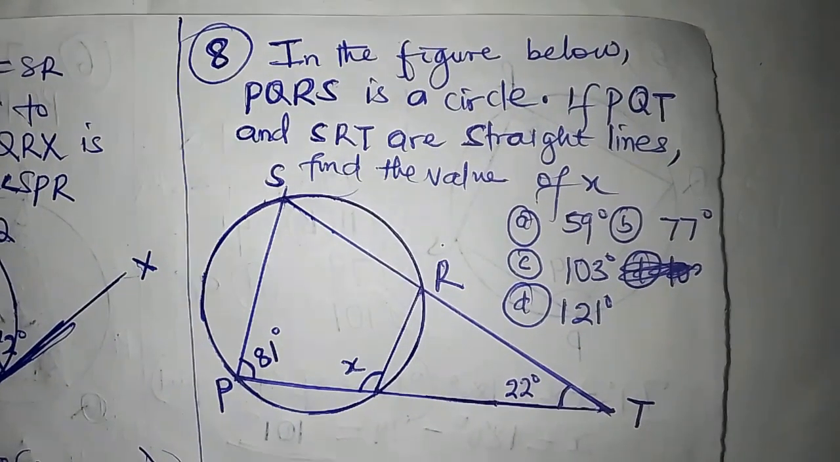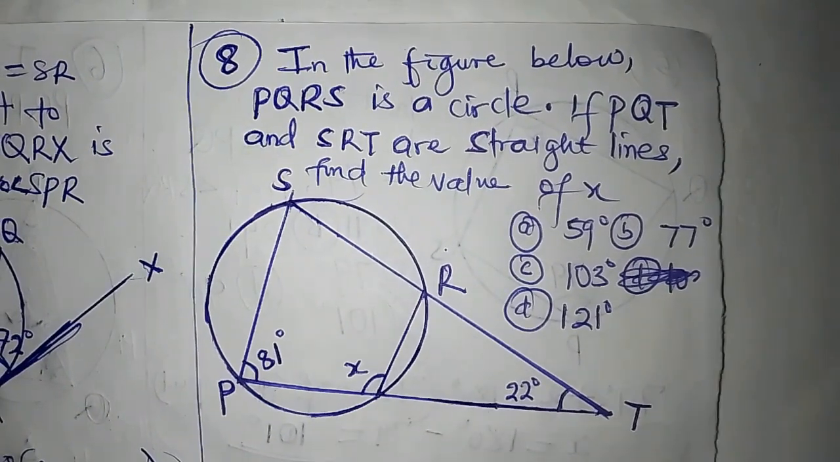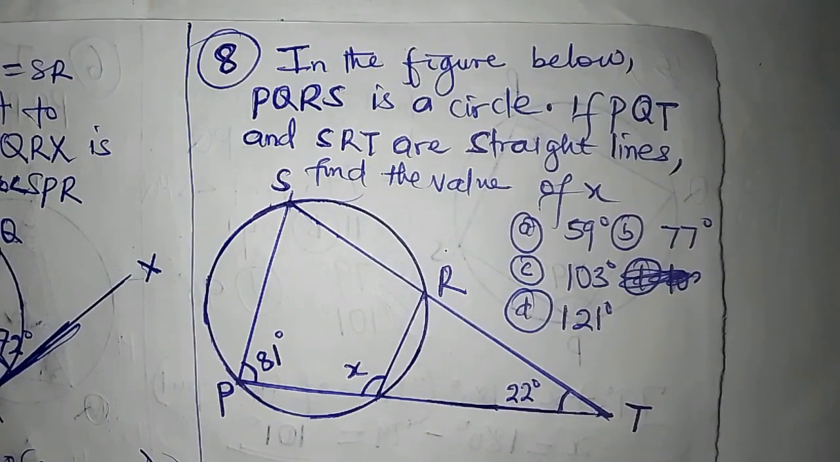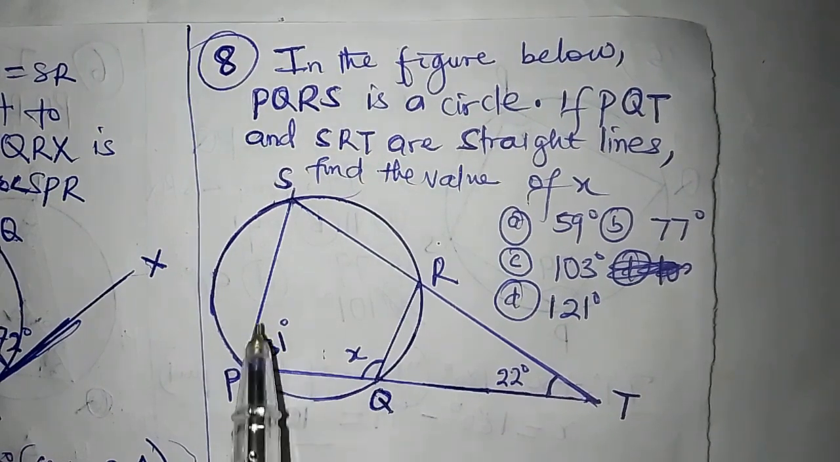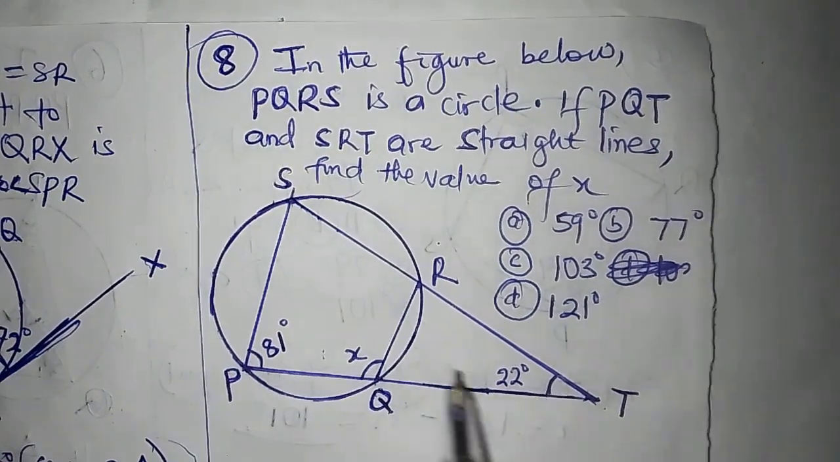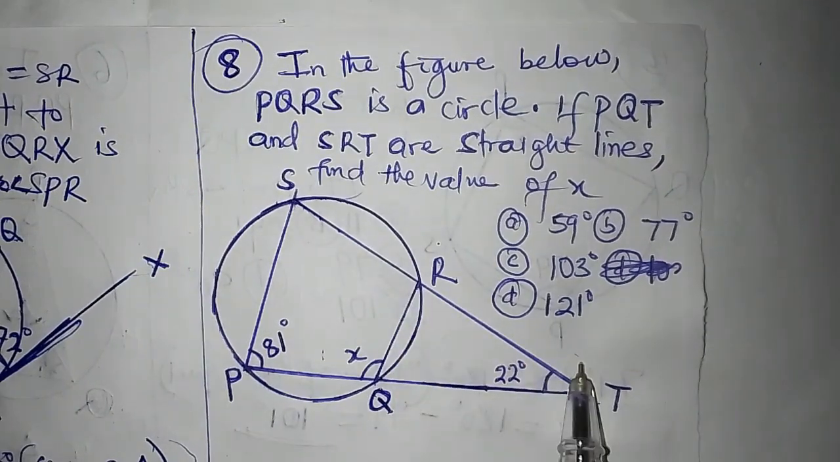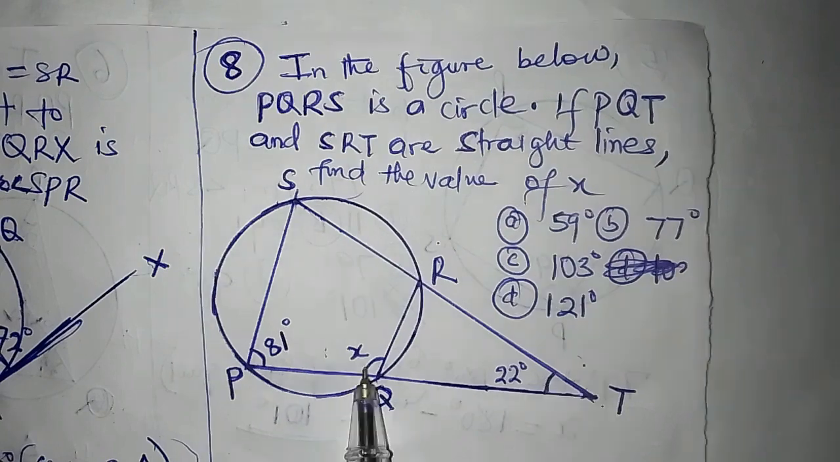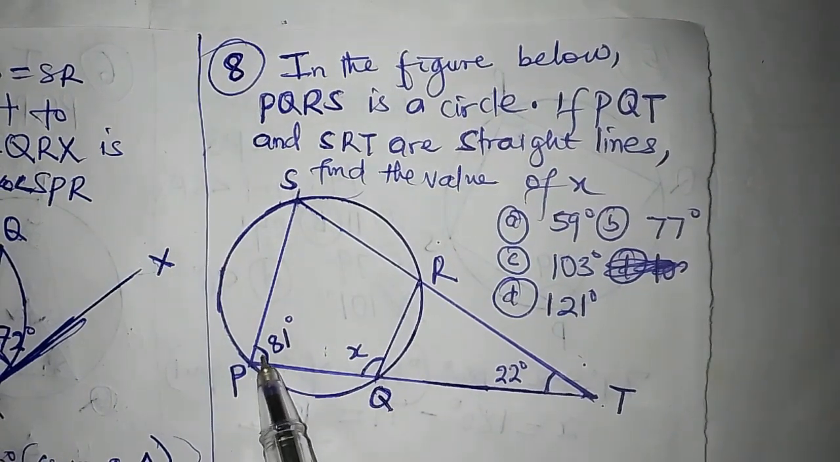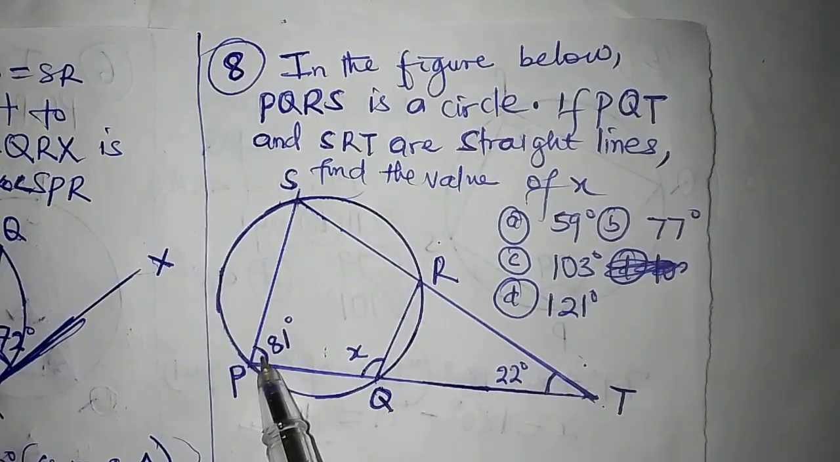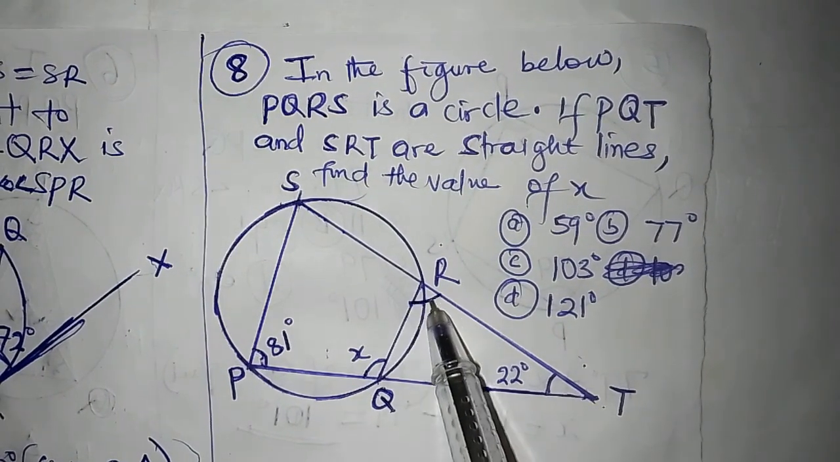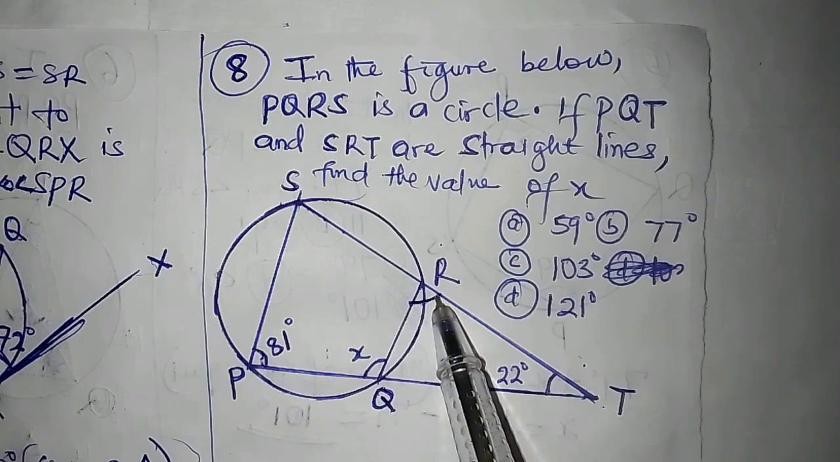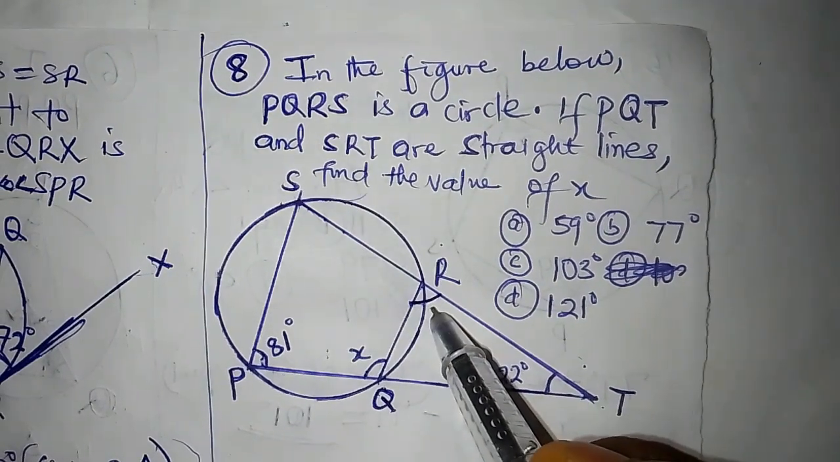Question 8, which reads, in the figure below, PQRS is a circle. If PQT and SRT are straight lines, find the value of X. Now I can see 81, which is interior. It is opposite this one outside. That is to say, this angle here is what? 81. We studied the geometry theorem.